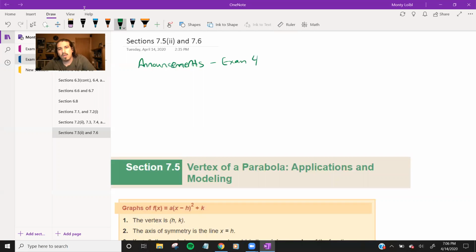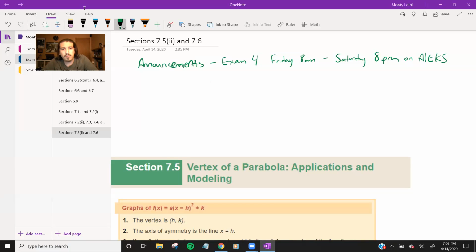Exam 4. It'll be open from Friday at 8 a.m. to Saturday at 8 p.m. Again, that's on Alex. You can see it from your screen there. If you go onto Alex, it should be on your calendar, or at least saying upcoming.